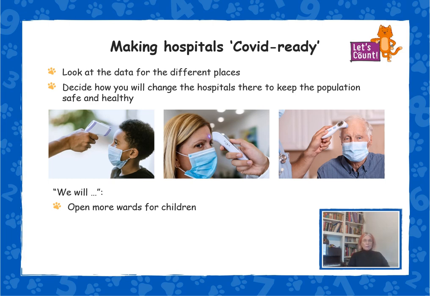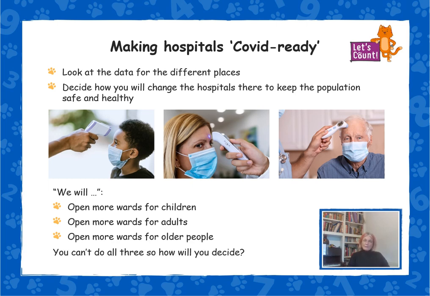Now, you can't do all 3 things, so you need to use the data to decide on what the most important change is that you need to make. You need to decide on the priority, the most important thing that needs to be done. Look at the data and complete the sentence, "We will," with the option that you think is the priority for that area. How would you advise the hospital to make sure that they were ready to deal with more coronavirus patients if it was needed?